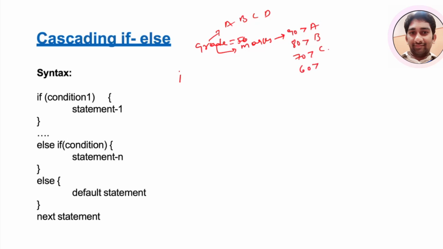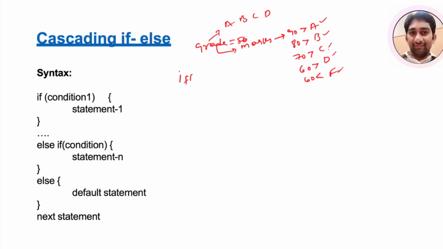Greater than 60, then I will print it as D grade. And less than 60, then I will consider it as fail grade. So how many conditions are there here? I have more than one condition, right? First condition, second, third, fourth, five conditions are there. So now I need to write the simple logic here.